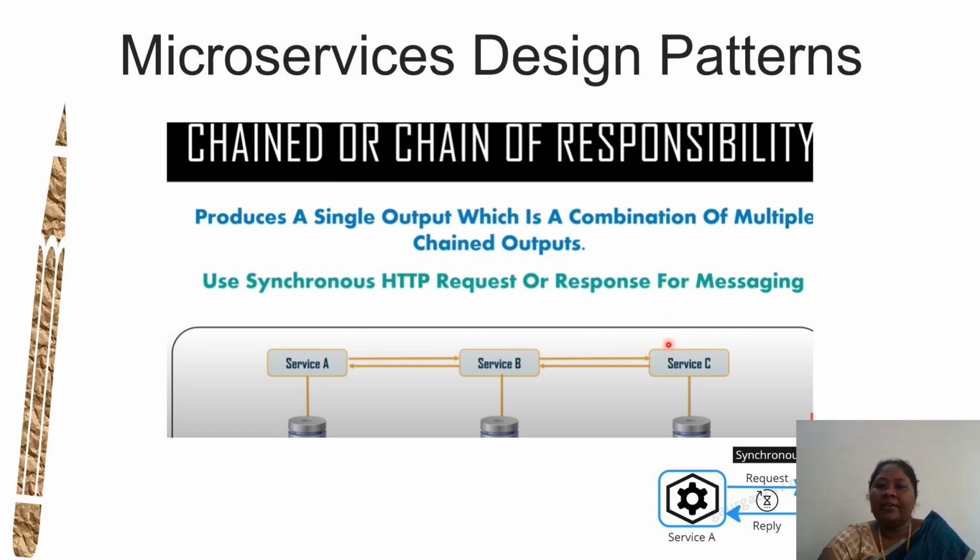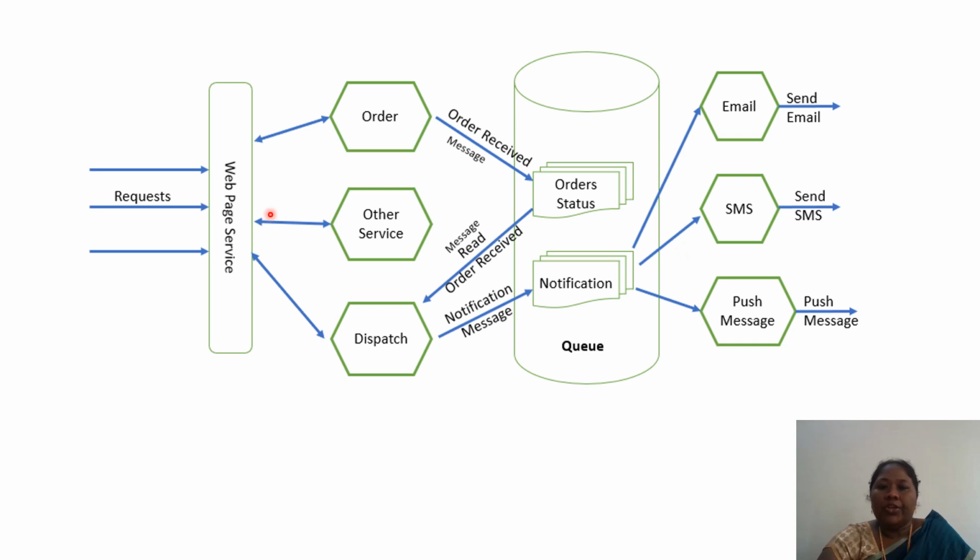So maybe single entry, but the services will be handled by multiple services. That is called chained, or chain of responsibility. So such kind of design patterns you can include in your architecture. So here also it is given.